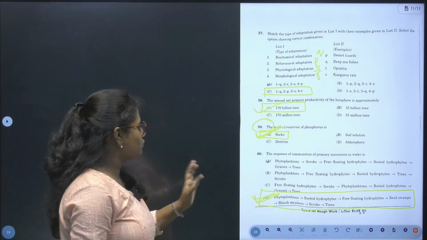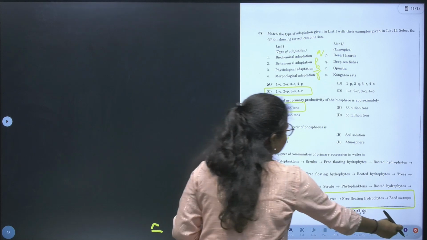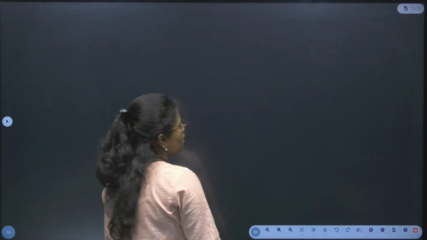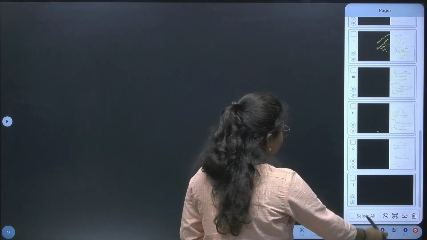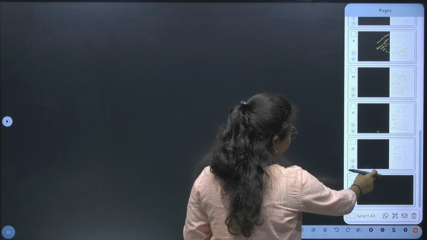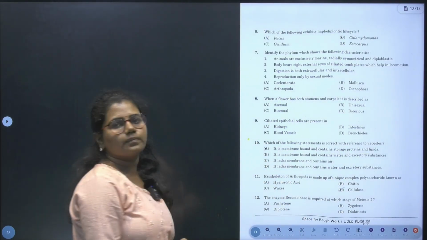So this was also from the reduced syllabus, that is succession, and I think some of the questions were skipped, so we'll check with that. Yeah, that is question number 6.